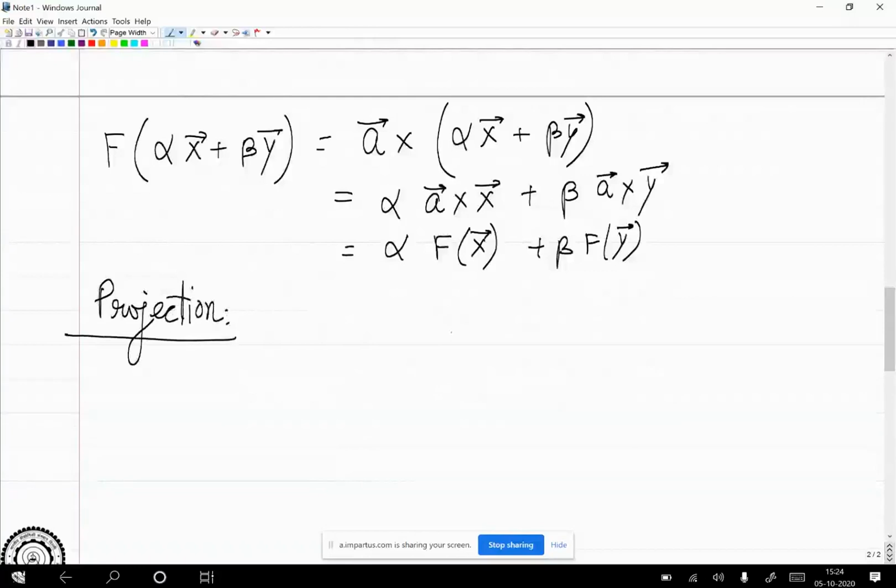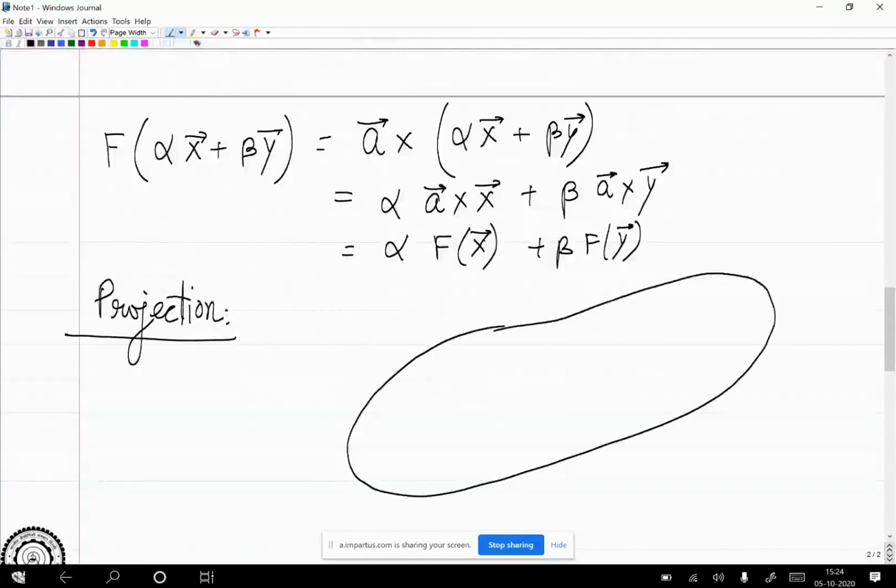So what does projection do? Think of a plane, for example, having normal n. And any vector v here, you project it onto the plane, and this is the projection. Maybe we denote it by v bar for the projection, or vp, let's say vp for the projection.